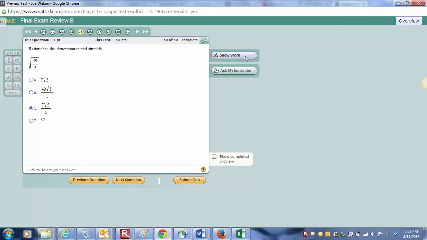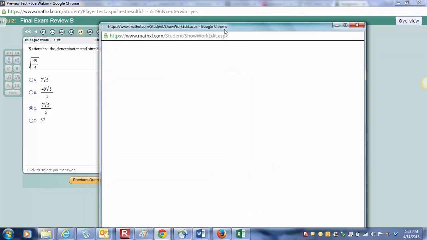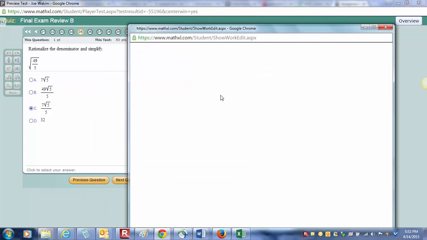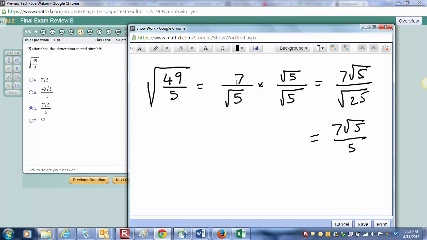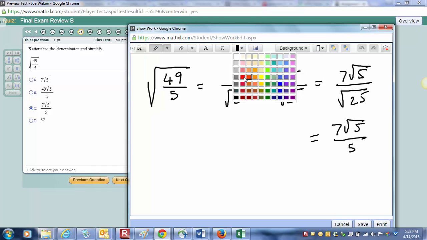35. 49 is a perfect square. So we can simplify the square root of 49 as 7. But we still have the square root of 5. So you can split the radical into two radicals here.